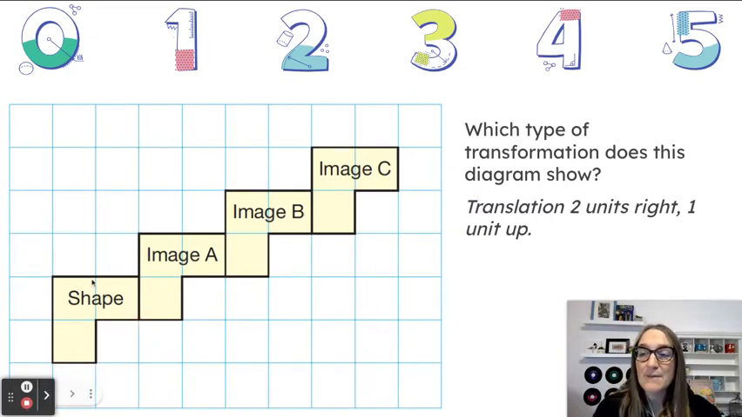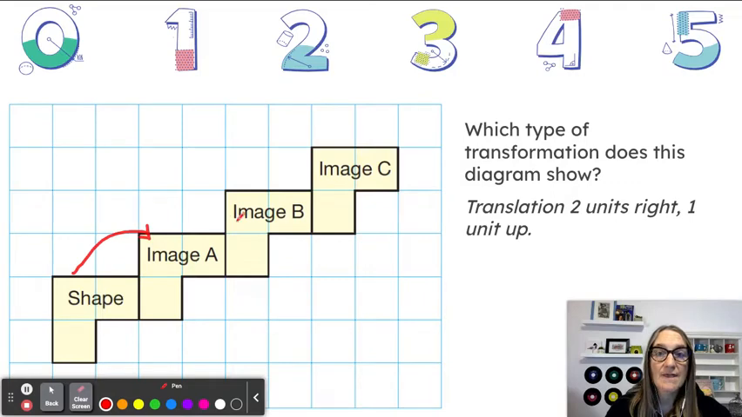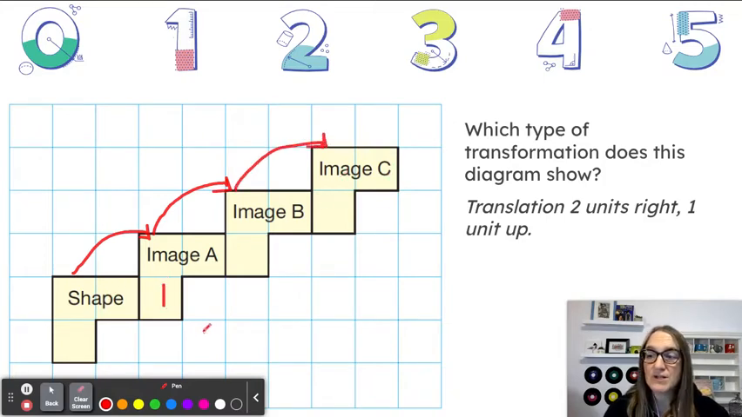So we can see from this that the same transformation can be applied to a shape more than once because we have this transformation going from shape to image A, and then from image A, the same transformation going to image B, and then to image C, the same transformation again. So we have the transformation happening once, and then twice, and then 3 times.